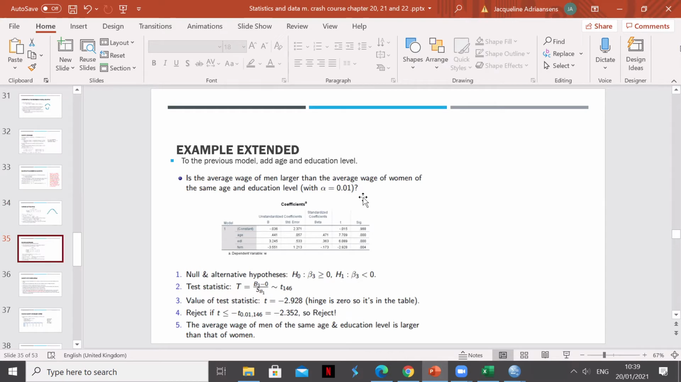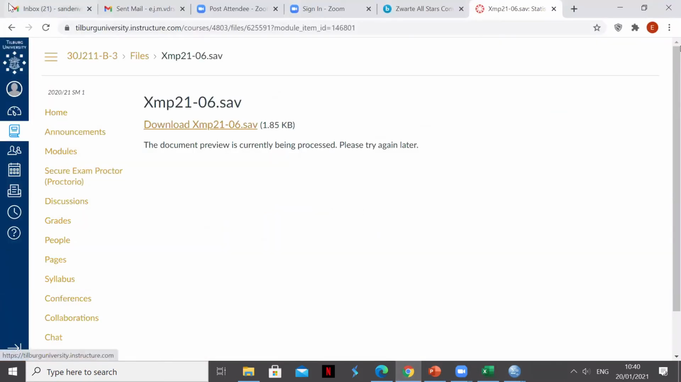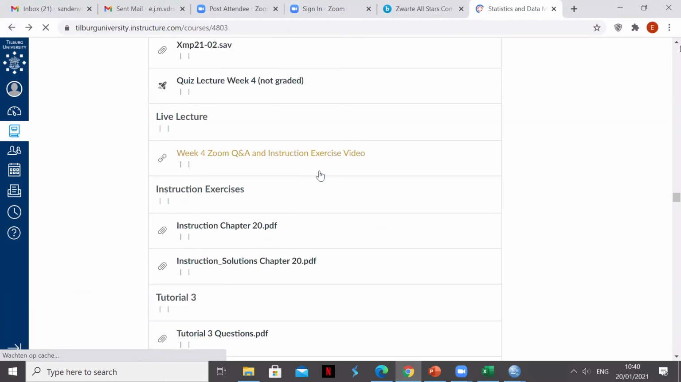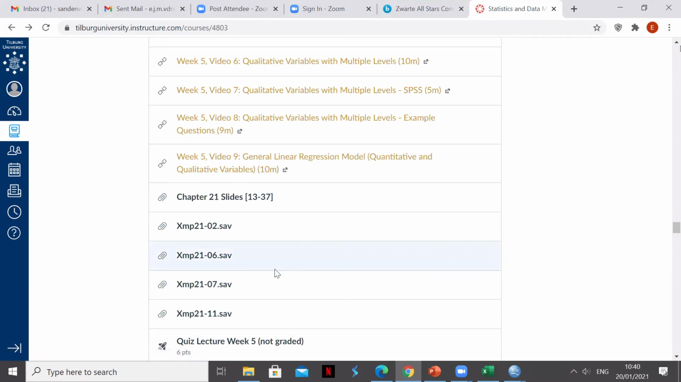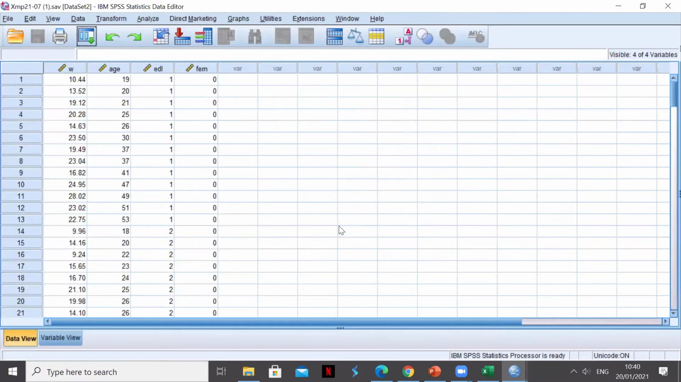Here we have extended the example, and we have to open a new file for this. It should be, I think, the next one. Probably this one. There it is already. So I'm just going to close the other one so we don't get confused.